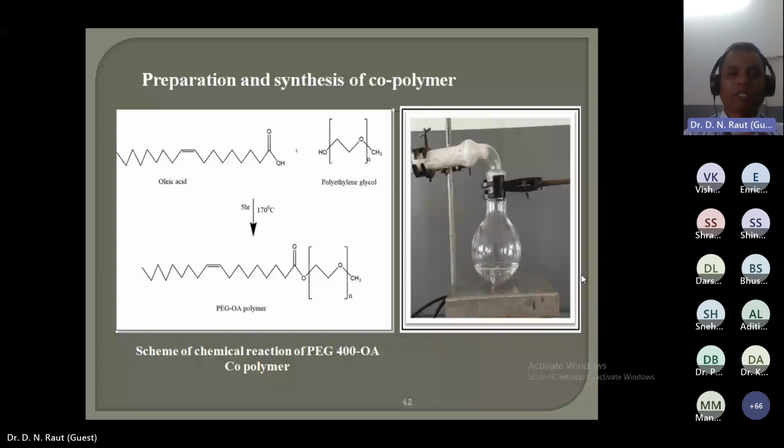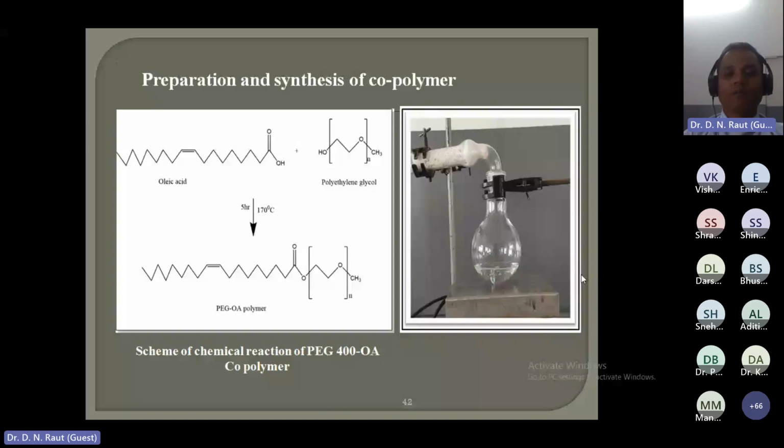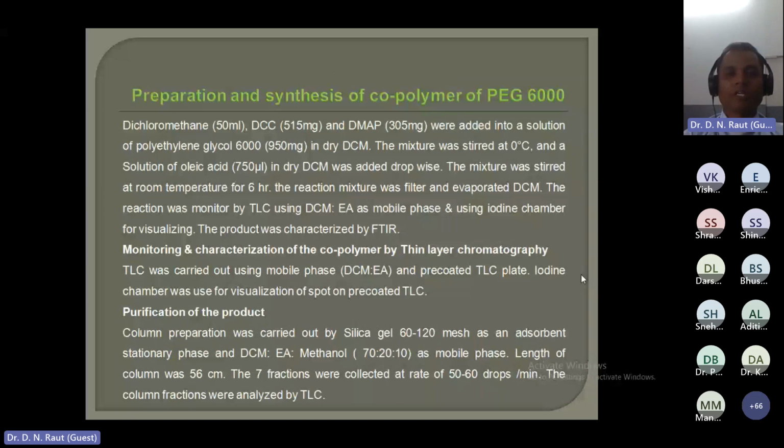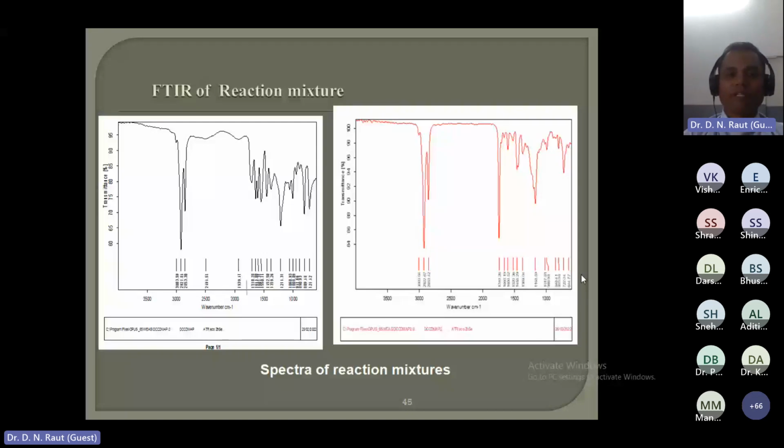I'm not going into the procedure that we have adopted in detail. We prepared this nano formulation with polymer combinations: PEG 400 oleic acid, PEG 3000 oleic acid, and PEG 6000 oleic acid combinations. As well as without oleic acid, with only PEG, we tried to prepare the nano formulations, and we got the results.